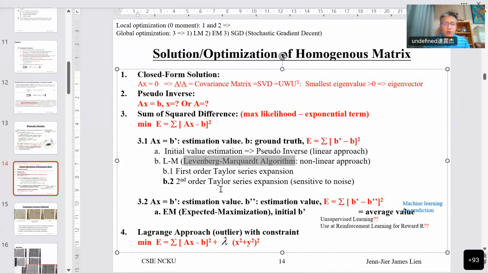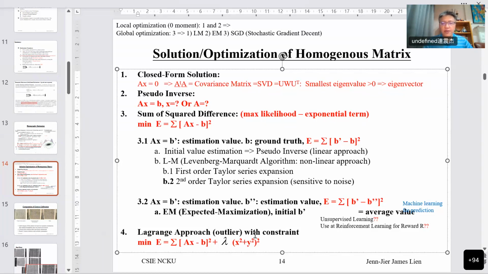So in what situation do we use LM, and in what situation do we use EM? Both are second order optimization methods. EM means E is expected, M is maximum likelihood maximization. E, expected, is usually the average value.